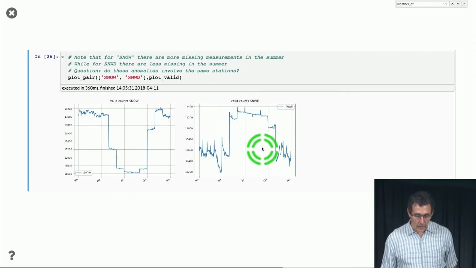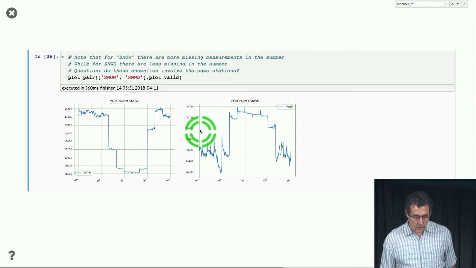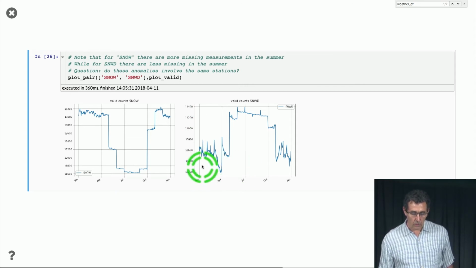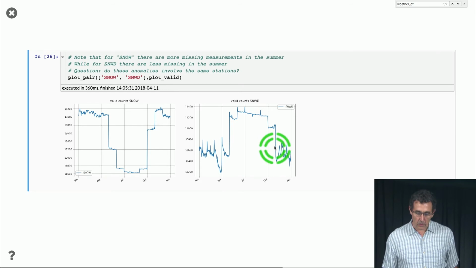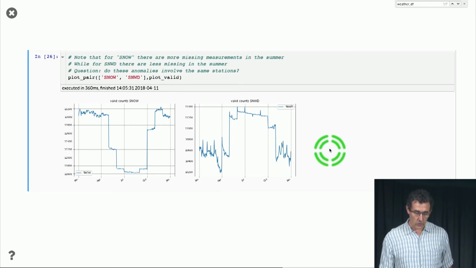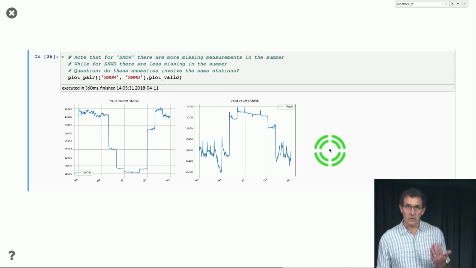Basically we want to see that the number of measurements that we have for each day are comparable, and they are, and so we can go on. Sometimes, as we'll see, the measurements for some things are much more than for other things, and then we need to take that into account.